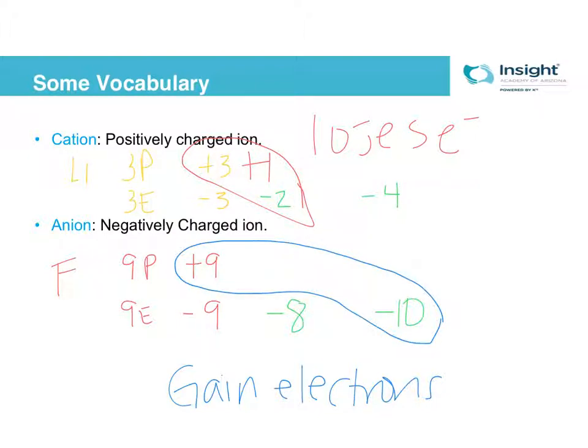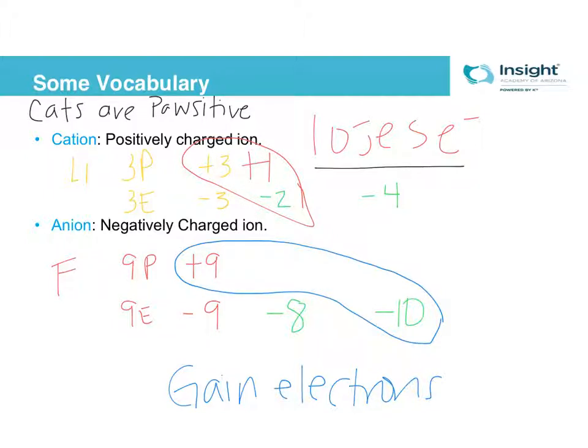Now, one thing to help you remember these vocabulary words, cation and anion. You all know that I have cats at home, and that's something I use to remember this. Cats are positive. A little play on the word positive there. Cats have paws, so cats are positive. Cations are positive. That will help you remember that cation goes with positively charged ions, which means you lose electrons.